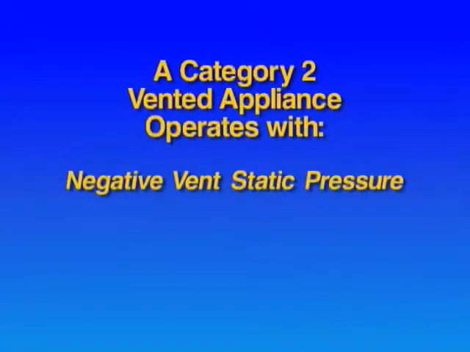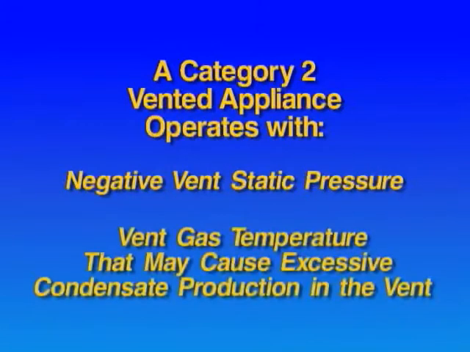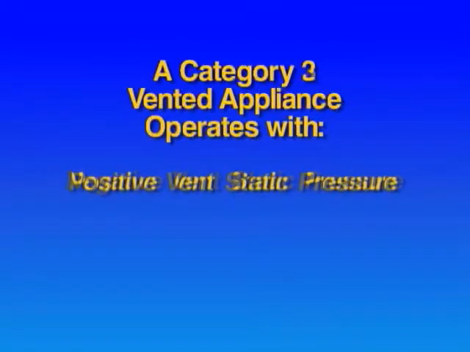We'll now move on to the other three categories. ANSI Category 2 appliances also operate with a negative vent static pressure, but with a cooler vent gas temperature that may cause excessive condensate production in the vent. There are few, if any, Category 2 appliances in the residential market. We will not be discussing Category 2 systems any further on these videos.